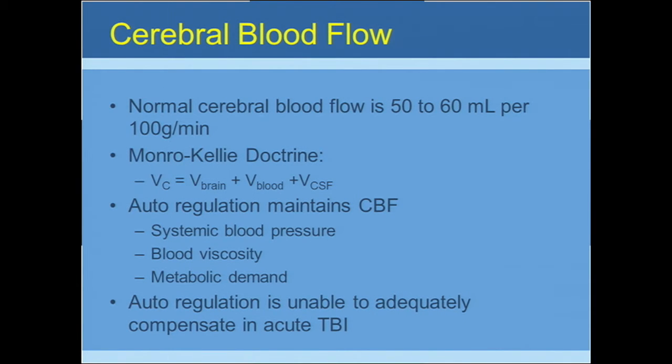Cerebral blood flow. It's really important to keep in mind that what is needed for these patients is a good cerebral blood flow. Normal cerebral blood flow is about 50 to 60 milliliters per 100 grams per minute. Now there is something called the Monro-Kellie doctrine that says that the volume in the cerebrum, the cranium, is equal to the brain plus the blood plus the cerebrospinal fluid.